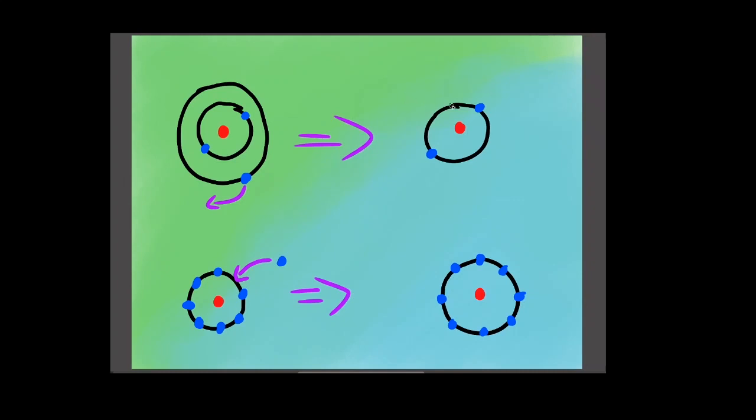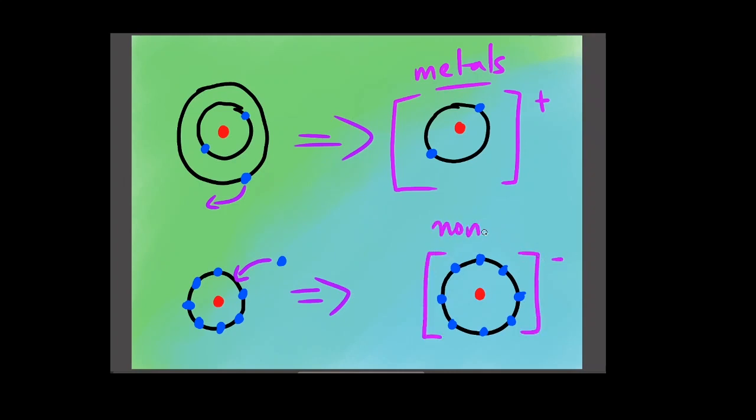For a recap, metals form cations, which are positively charged ions, by donating electrons.